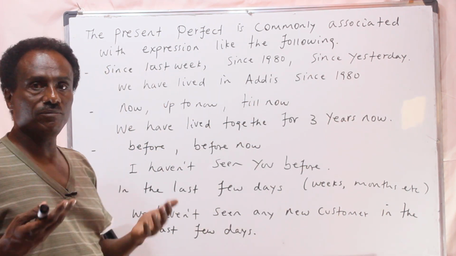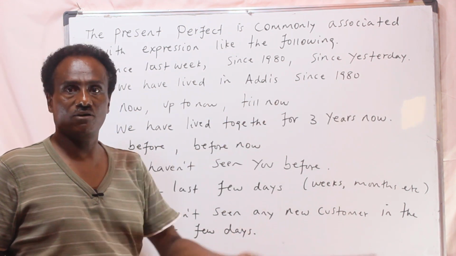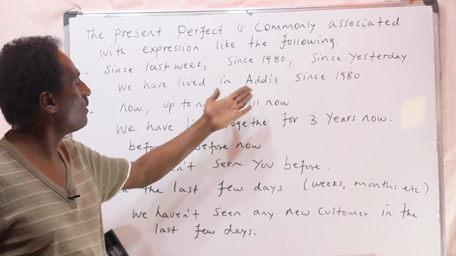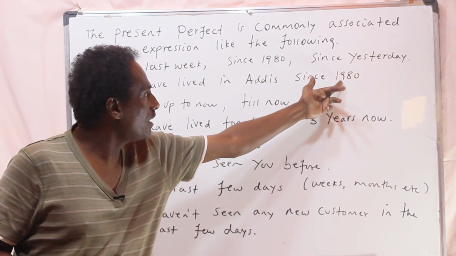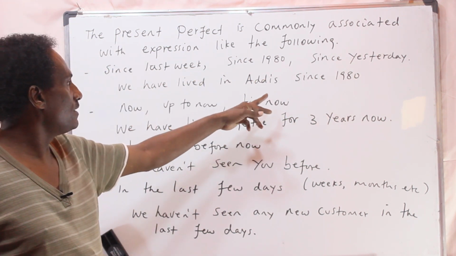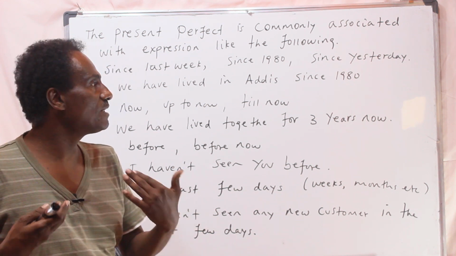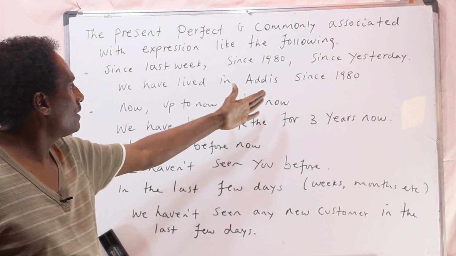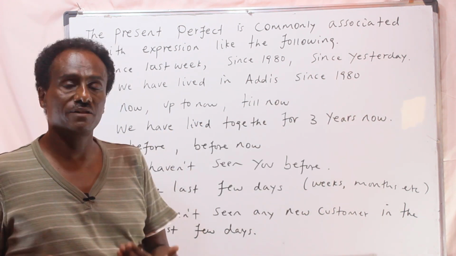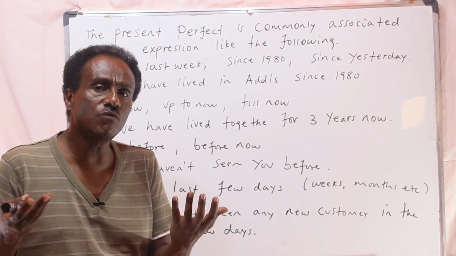Look here, I have an example. We have lived in Addis since 1980, all right? We have lived in Addis since last week. We have lived in Addis since yesterday. We haven't changed address, we haven't moved to another place.